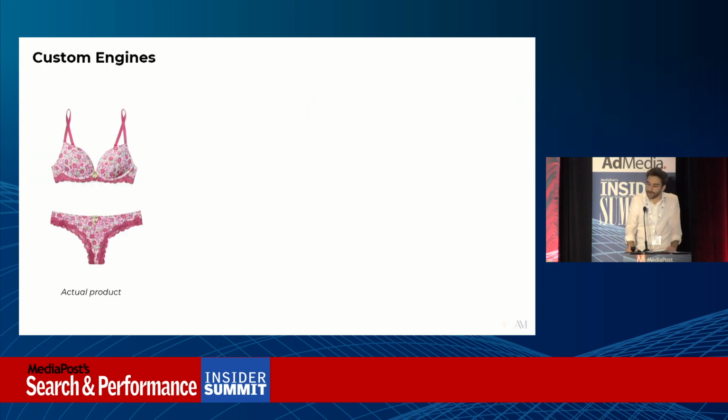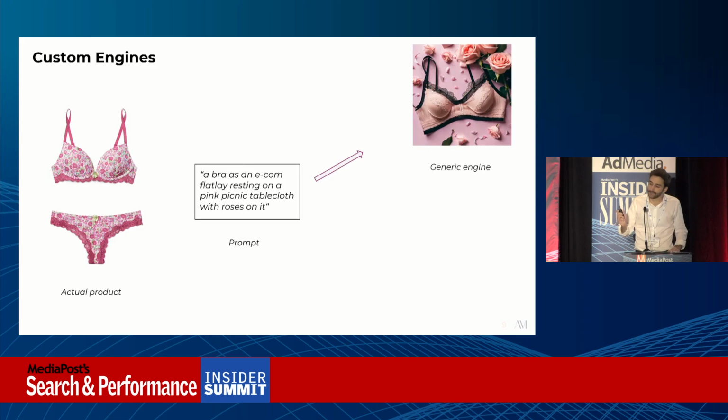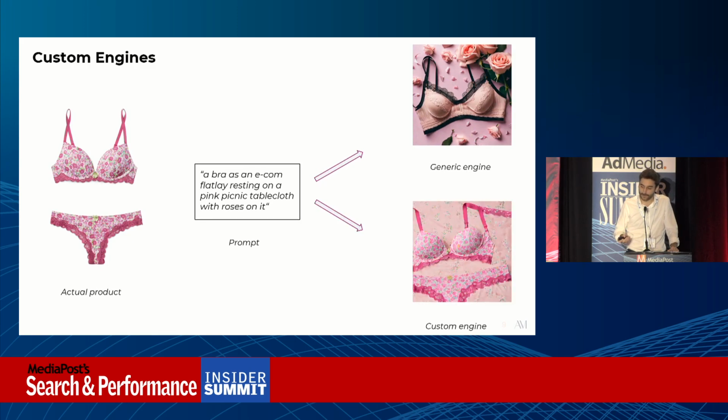Then this is another actual product we sell. So something interesting with the engines is that if you take this prompt, a bra as an ecom flat lay resting on a picnic tablecloth with roses on it, you get this from a generic engine, which is exactly what you asked for. But this is not our product, because the engine is trained on hundreds and hundreds of images of bras and has a generic idea of what a bra is. But we want to have our bra in the image generation. So we used custom engines, and we got this, which is fully AI generated just with the same prompt. And this is almost exactly our product.